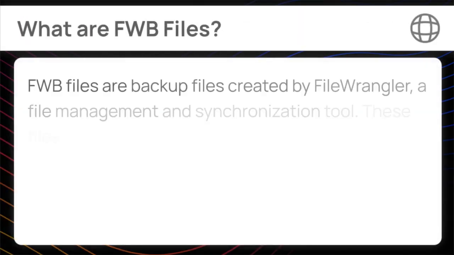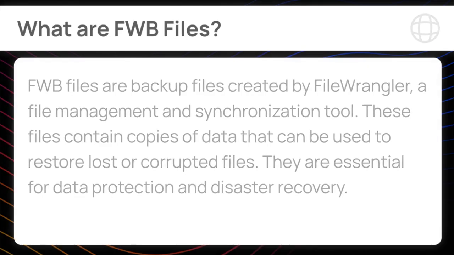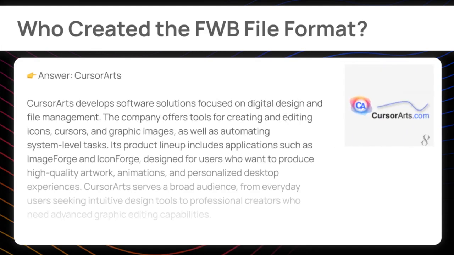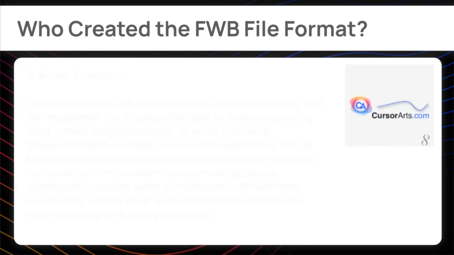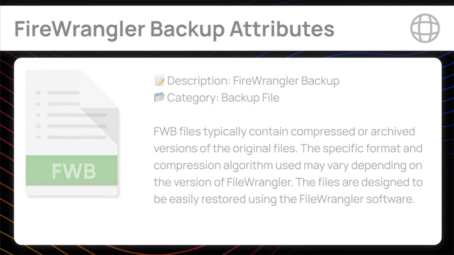FWB files are backup files created by FileWrangler, a file management and synchronization tool. These files contain copies of data that can be used to restore lost or corrupted files. They are essential for data protection and disaster recovery. FWB files typically contain compressed or archived versions of the original files. The specific format and compression algorithm used may vary depending on the version of FileWrangler. The files are designed to be easily restored using the FileWrangler software.